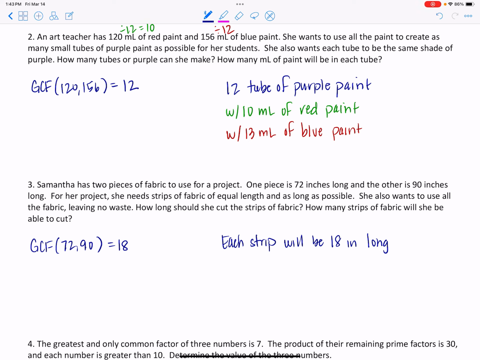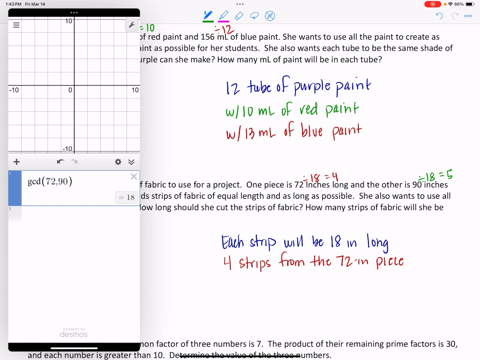And how many strips is she going to be able to cut? If you take the 72-inch piece of fabric she has and divide it by 18, 72 divided by 18 is going to be 4. So she's going to get 4 strips from the 72-inch piece. And then we're going to take the 90-inch piece and divide that by 18. And that's going to be, what, 5?